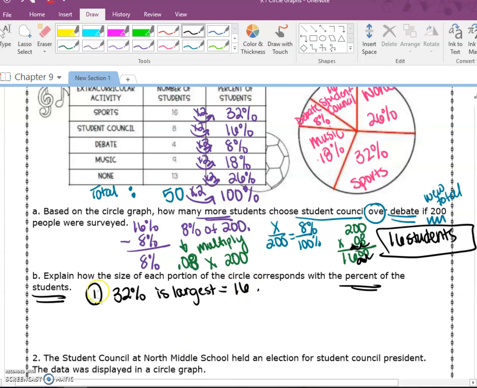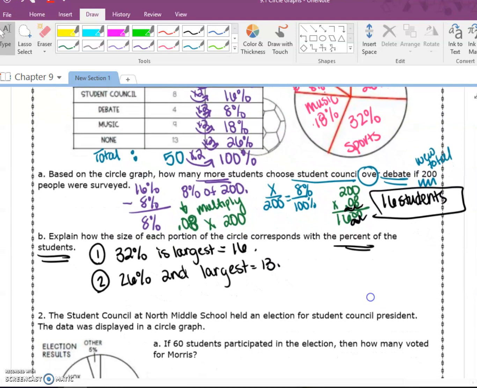So that would be like number 1, and number 2, you could see that 26 is the second largest. 26% is the second largest with 13 students, and so on, and 8% is half of 16%. So the percentages correspond with the numbers.